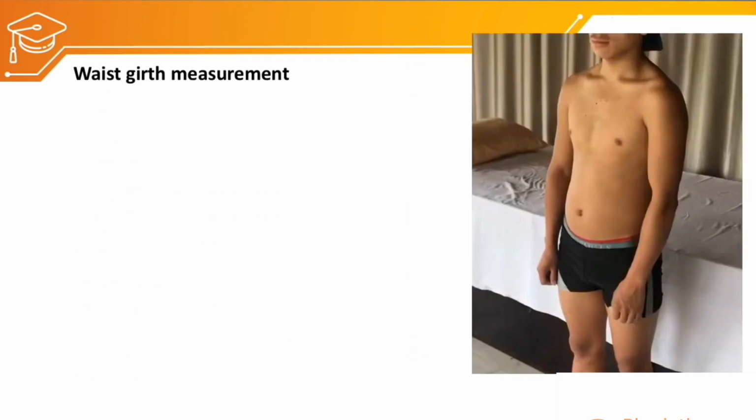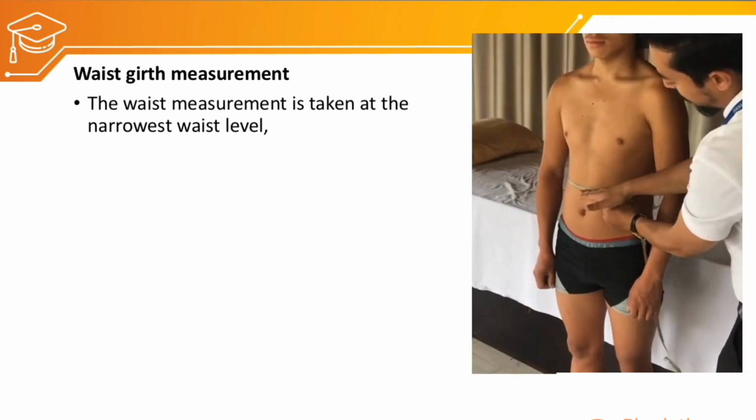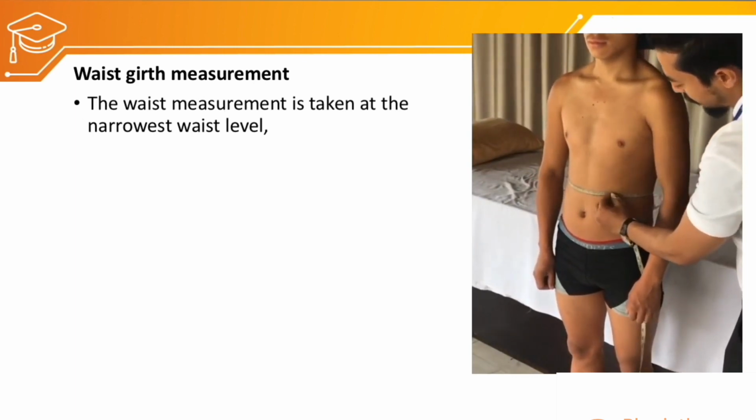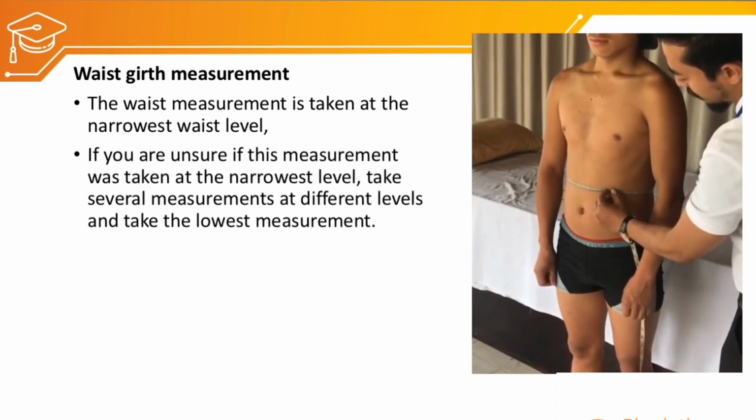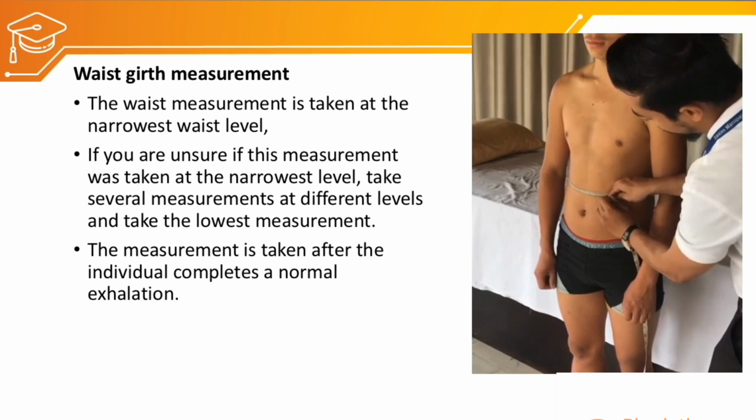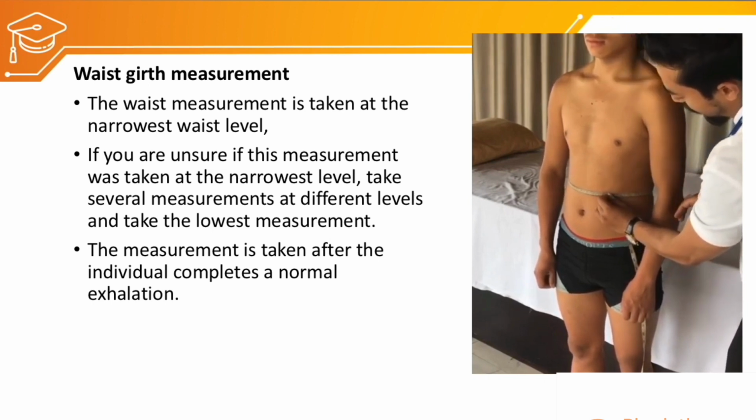Next is trunk measurement, and the first one we are going to observe here is waist girth measurement. The waist measurement is taken at the narrowest waist level, and it should be taken after the patient performs full inhalation and exhalation. The measurement should be taken after full exhalation.